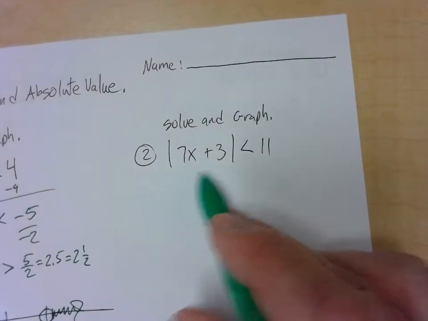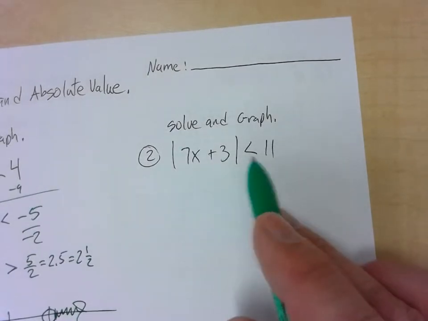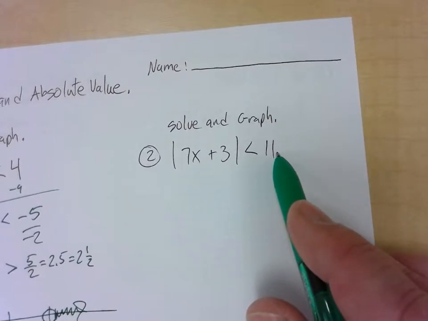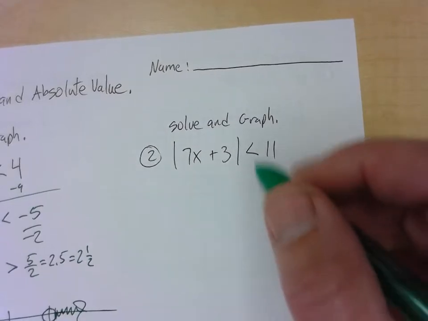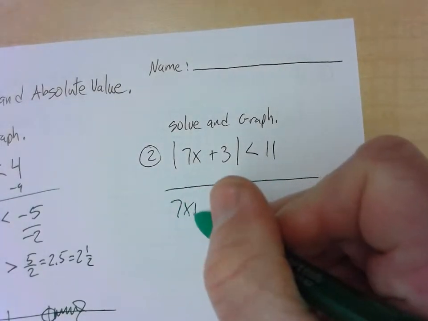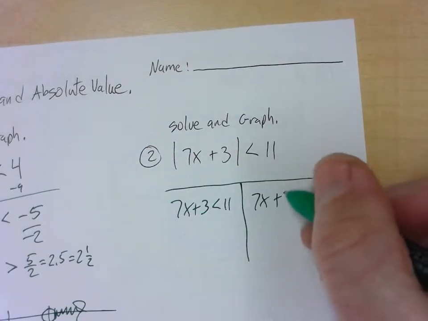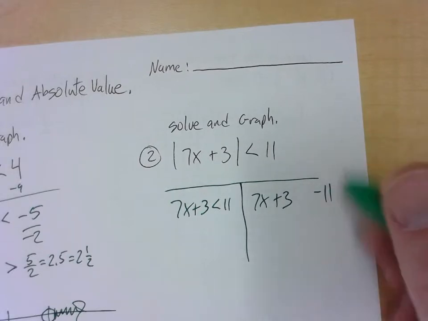This one here is absolute value. Absolute value is the distance from 0. So this is saying the distance is less than 11, but we don't know if it's positive 11 or negative 11. So we have to write out two inequalities for this. We get 7x plus 3 is less than 11, and then 7x plus 3 is greater than negative 11, right? So when we put the negative there, we swap the direction of the inequality.